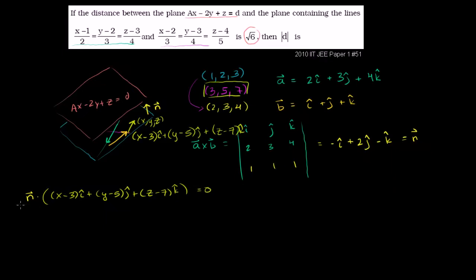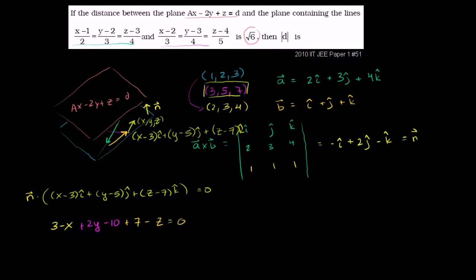So when you take the dot product, our normal vector is this. We just take the x term, which is negative 1, times this x term right over here. So negative 1 times this is just 3 minus x. And then plus this y component times this y component. So it's 2 times this, so it's plus 2y minus 10. And then finally, the z component, negative 1 times this. So this is plus 7. Plus 7 minus z is equal to 0.